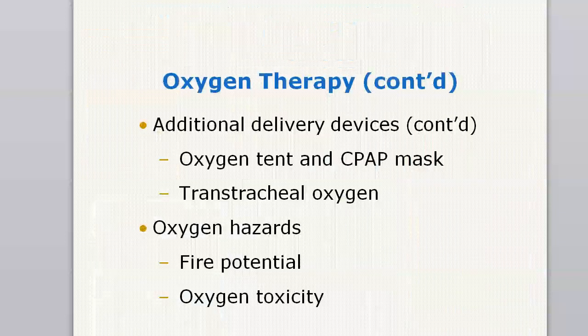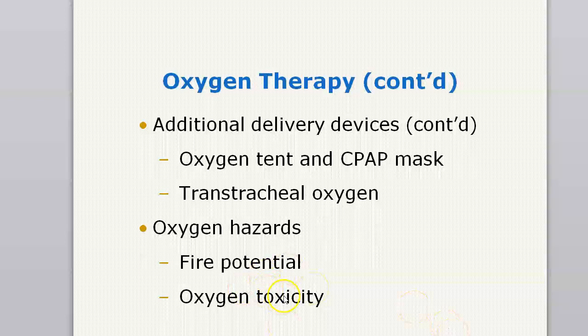And these are other additional delivery devices, oxygen tent and CPAP. CPAP you might see on a patient who has various problems, especially during nighttime when they sleep. We see this for an indication of sleep apnea, transtracheal oxygen, and then again, if patients are going home on oxygen, we really need to explain good homegoing instructions as to oxygen hazards and the potential for fire, and then of course oxygen toxicity.